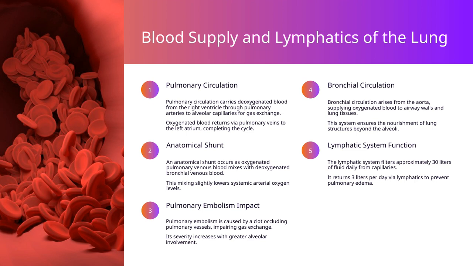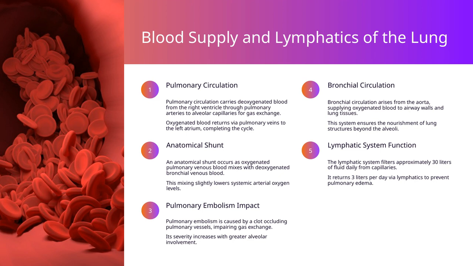Moving on to the lymphatic system, it handles a significant amount of fluid, about 30 liters daily, from the capillaries. It filters this fluid and returns approximately 3 liters per day via lymphatics to prevent pulmonary edema, which is swelling caused by excess fluid. A key point to remember is the anatomical shunt that occurs in the lungs. Some oxygenated blood from the pulmonary veins mixes slightly with deoxygenated bronchial venous blood.